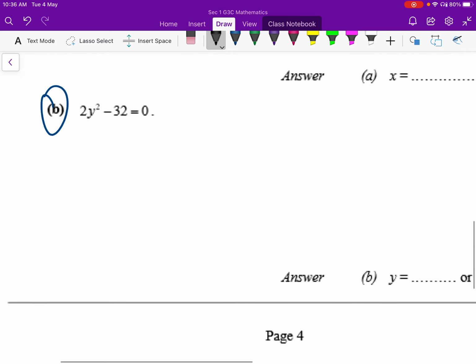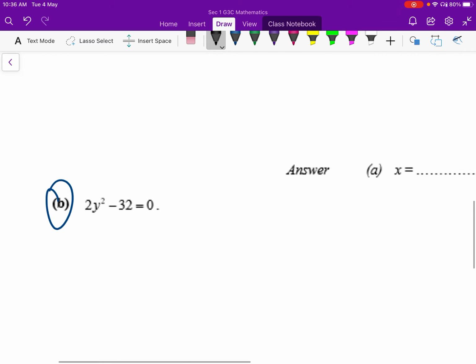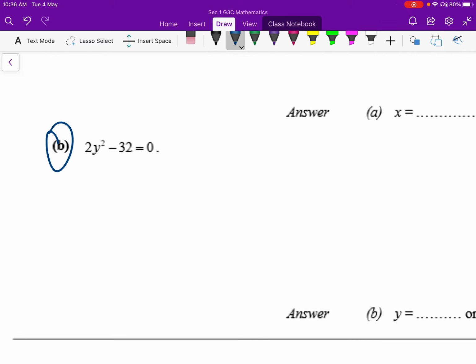Okay, the next one I want to go through is question 6b. 2y squared minus 32 equals 0. Okay, this tells me that 2y squared must be 32. I add 32 to both sides. Another way of looking at it is, this 2y squared, you take away 32, you get 0. So that 2y squared must be 32 lah. You take away something from itself, then you get 0. Okay, so 2y squared is 32.